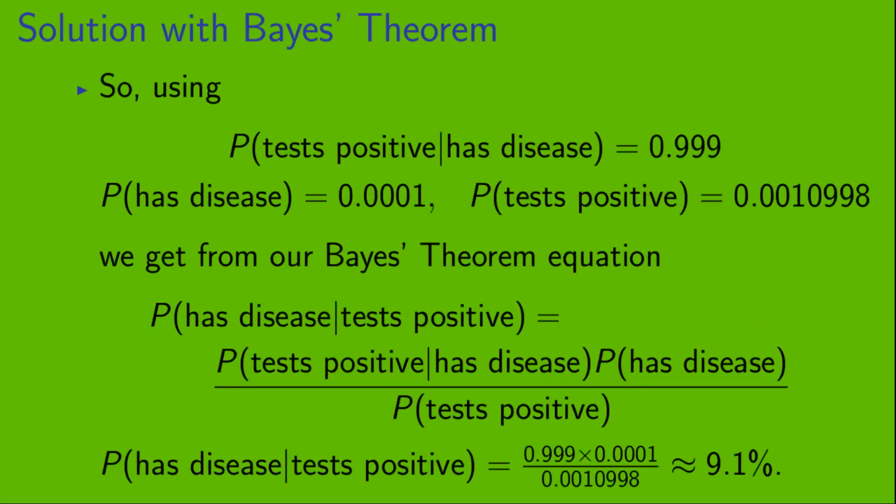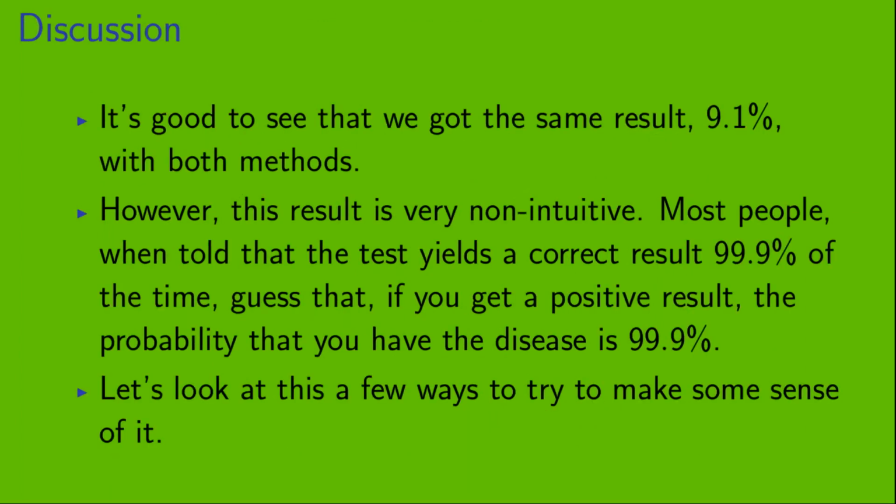So, using those numbers, we get from our Bayes' theorem equation that the probability that a person has the disease, given that they test positive, is equal to 0.999 times 0.0001 divided by 0.0010998, and again, that's approximately 9.1%. So it's good to see that we got the same result, 9.1%, with both methods.